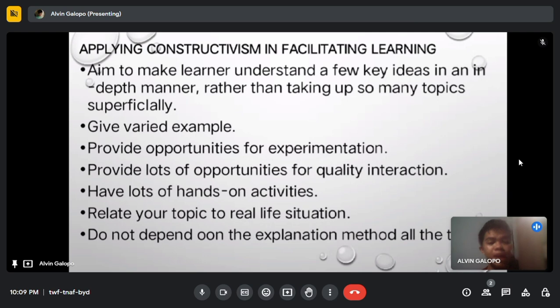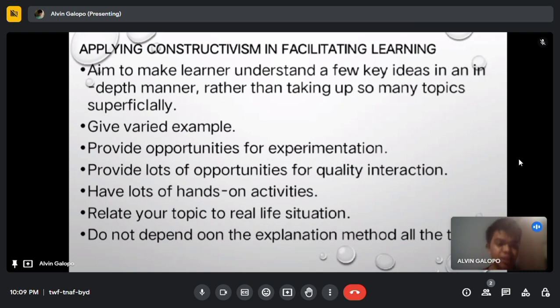Next, give varied examples. As a teacher, we must provide different kinds of activities and examples for them to deeply understand our lessons. Because having such a variety of examples, we can assure that our learners will have more knowledge in our lesson.